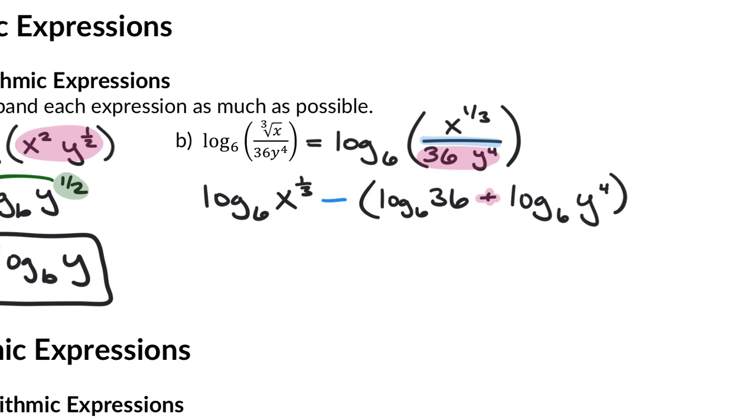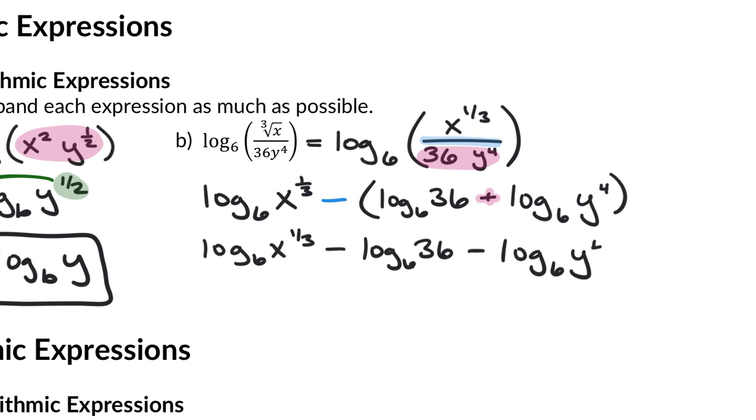Okay, let's get rid of these parentheses because they're a little extra. So I'm going to distribute that negative to both pieces so that we have log base 6 of x to the 1/3 minus log base 6 of 36, minus log base 6 of y to the 4th.